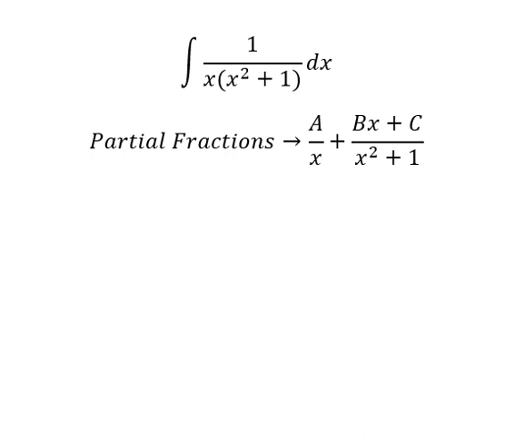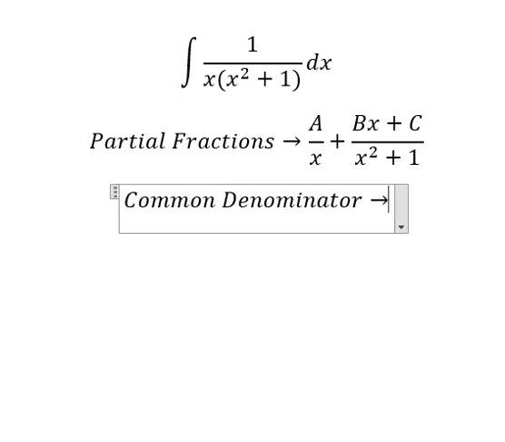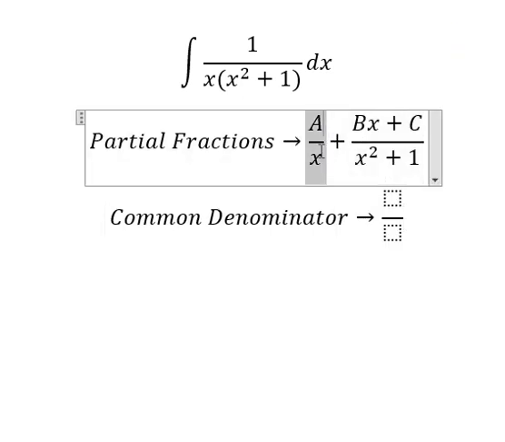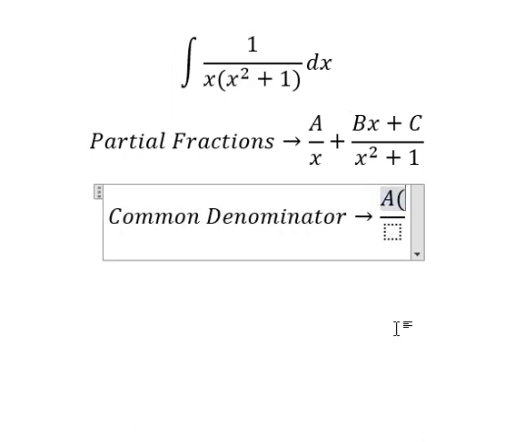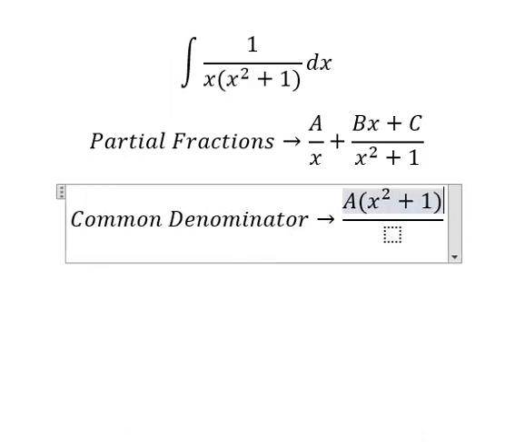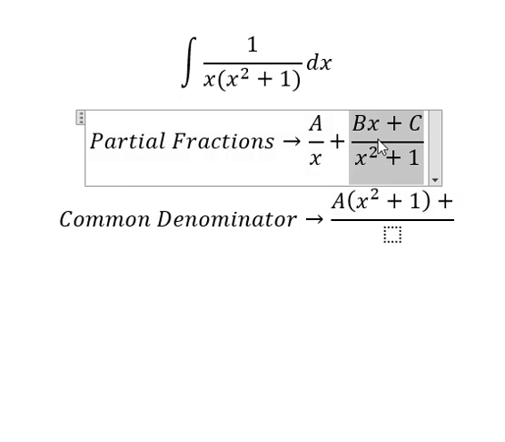Next we can do the common denominator. About this one, it is missing s squared plus 1. So capital A multiplied by s squared plus 1. About this one, it is missing s.